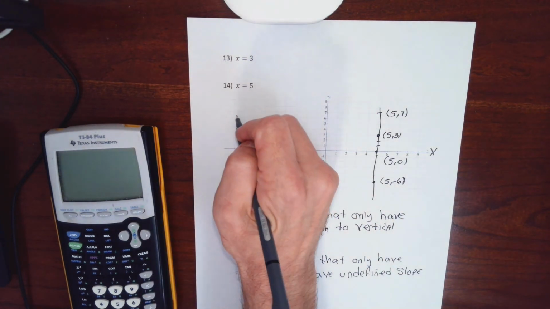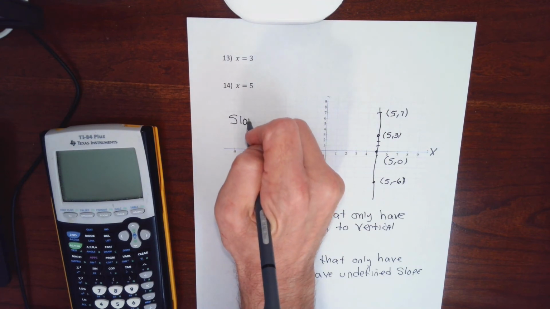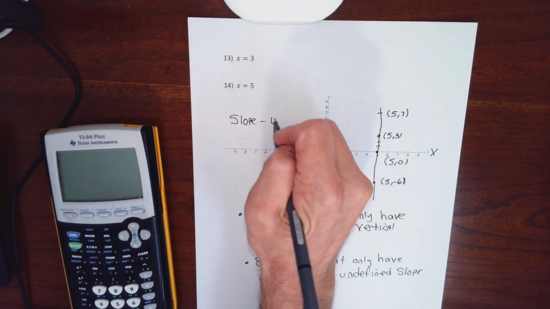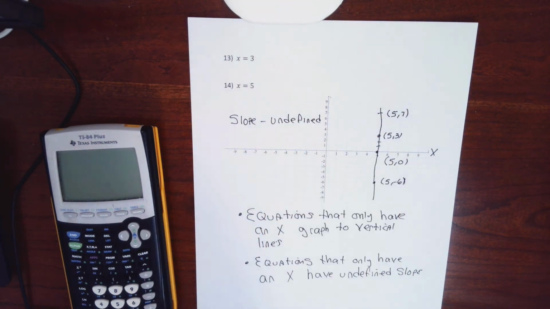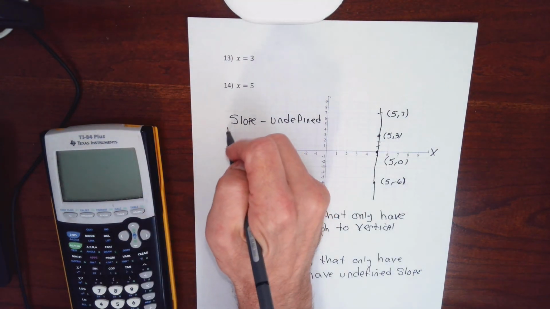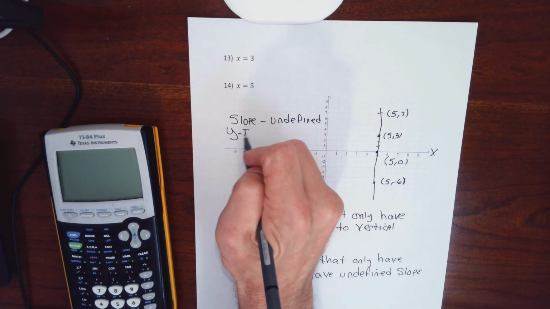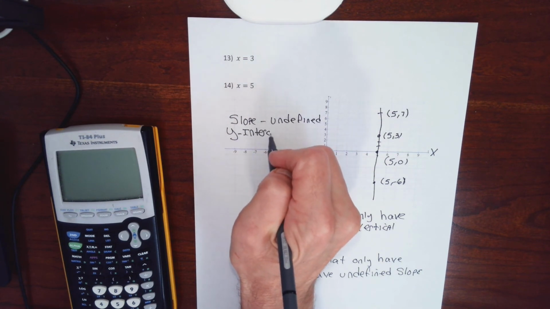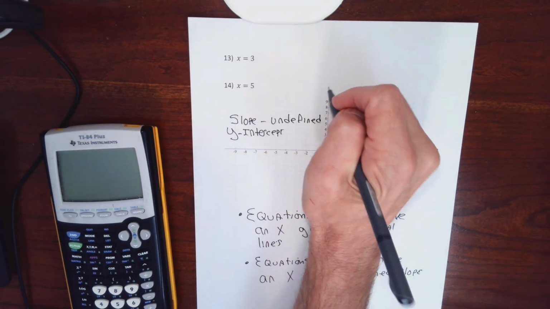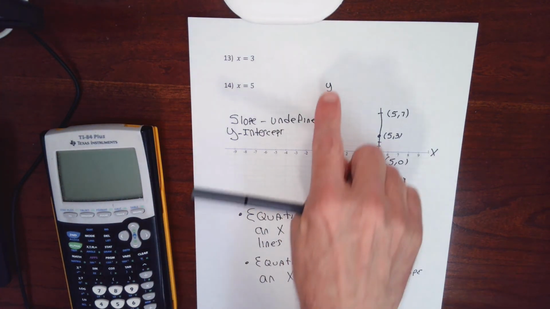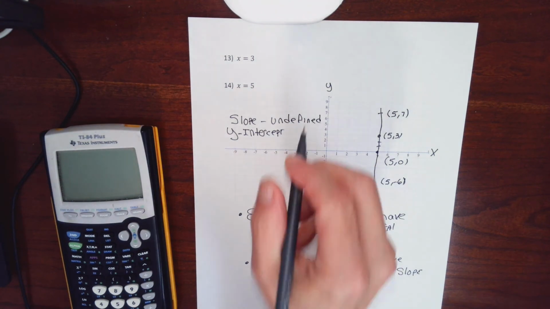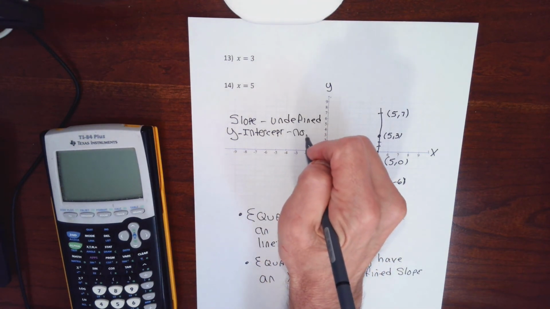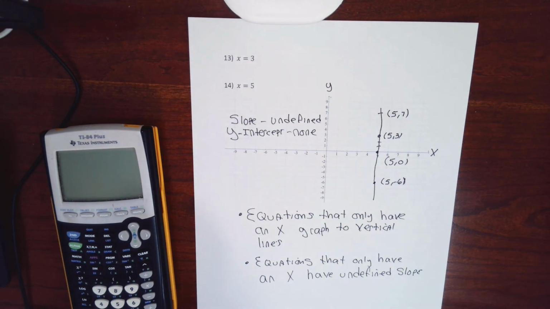I'm supposed to say what the slope is and what the y-intercept is. Here, this is a vertical line, so the slope is undefined. This is a trick question when I go to find the y-intercept, because y-intercepts, as we learned in section 2.1, are points on the y-axis. If I look up and down the y-axis, there's no point on the y-axis, so this graph doesn't have a y-intercept.